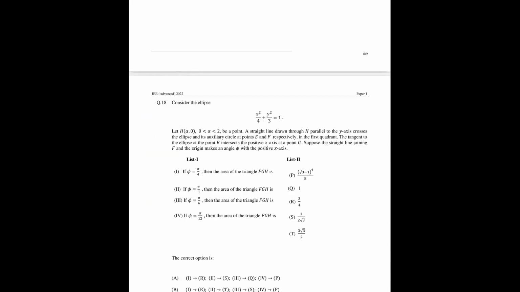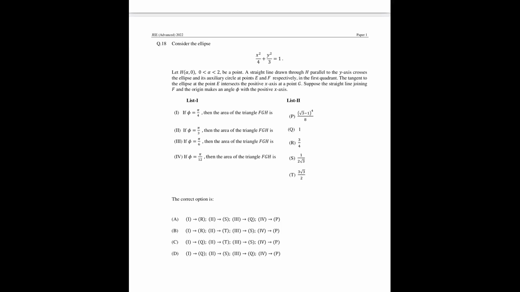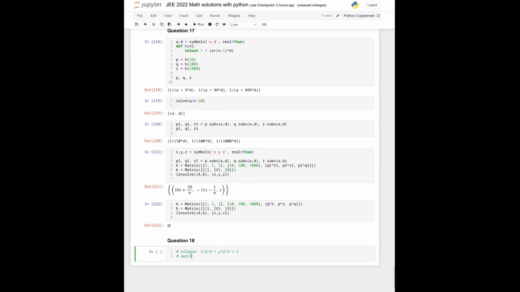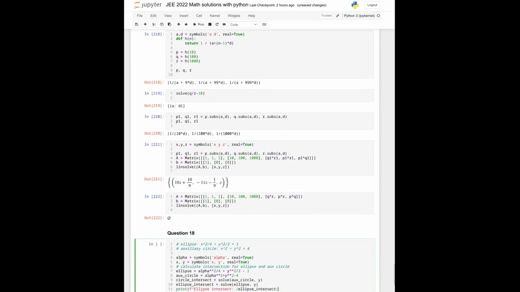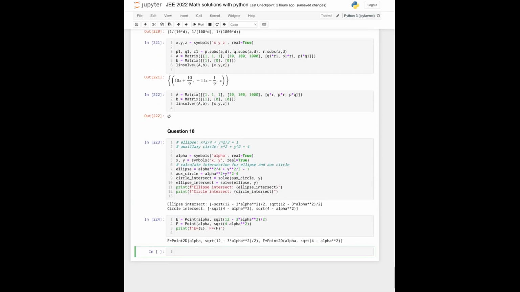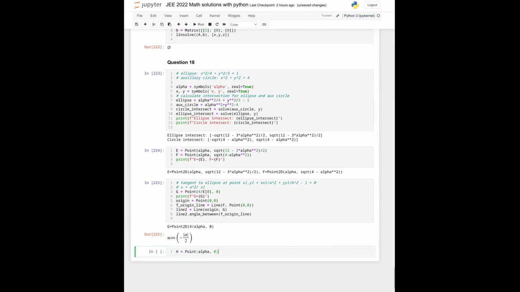Question 18. We are given an equation of an ellipse and tangents. We looked up the equation of the auxiliary circle and tangents. Let us solve them using SymPy to find unknown points. Points E and F are. Point G is. Hence, the area of triangle F, G, and H is.